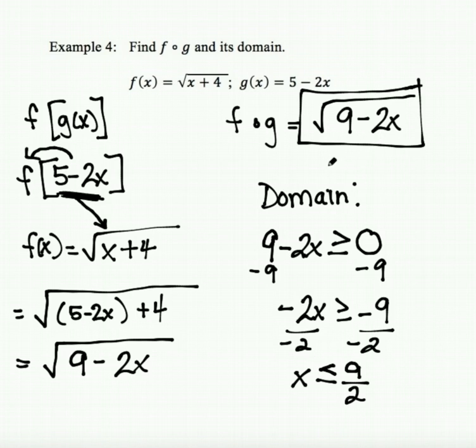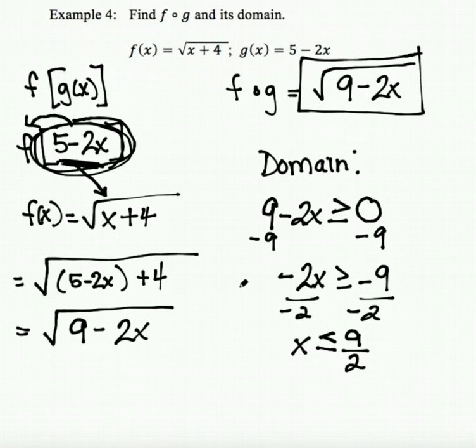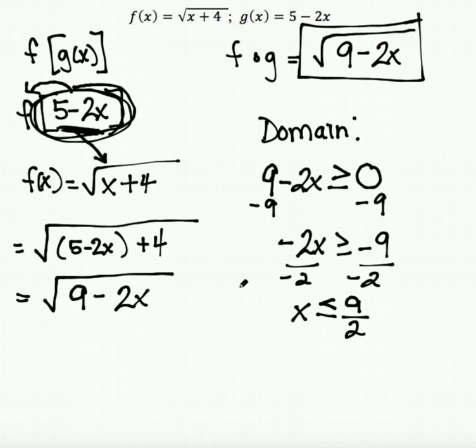And then I have to always remember to look at the inside function. The inside function was 5 minus 2x. No restrictions there. So I only have to deal with this x is less than or equal to 9/2. And to write that in interval notation, that is everything from negative infinity up to 9/2, including 9/2, so it gets a bracket.